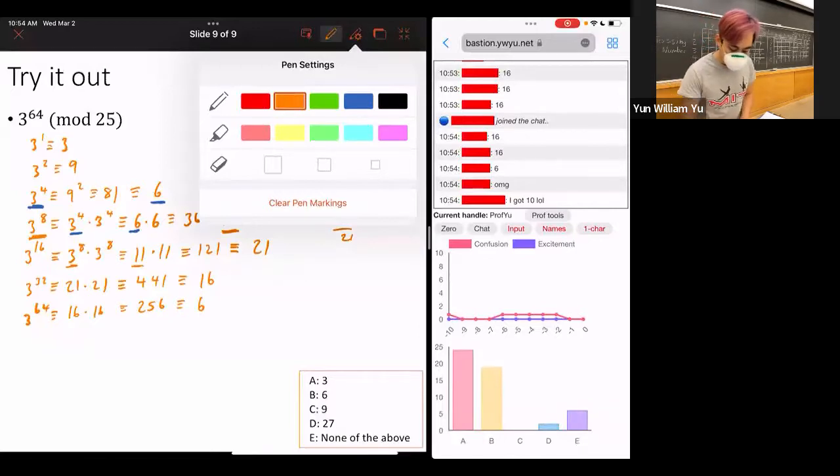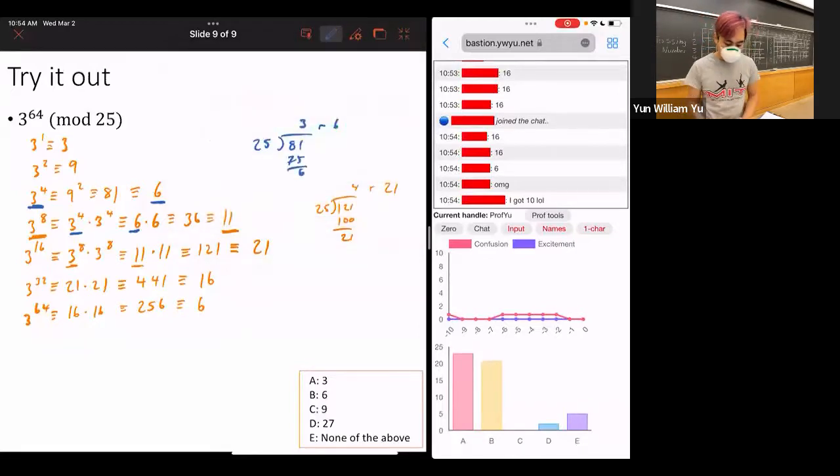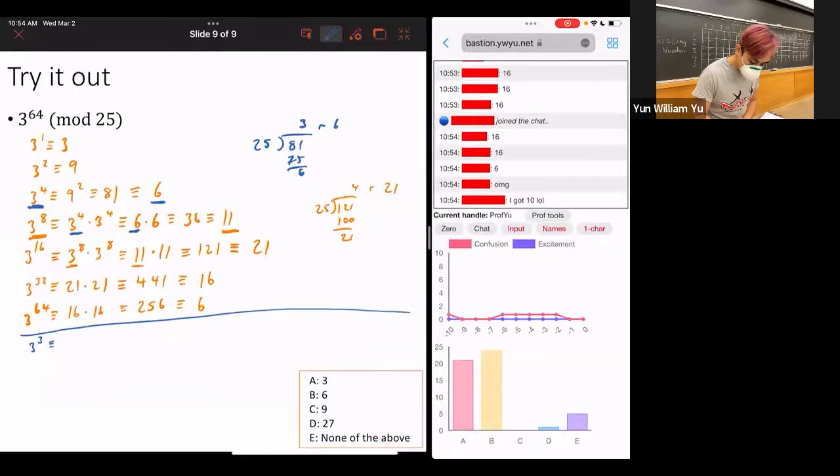So someone wanted me to do it by 3 to the 3. So let's do it that way instead. So you notice that 3 to the 3 is equivalent to 27, right? Which is equivalent to 2.